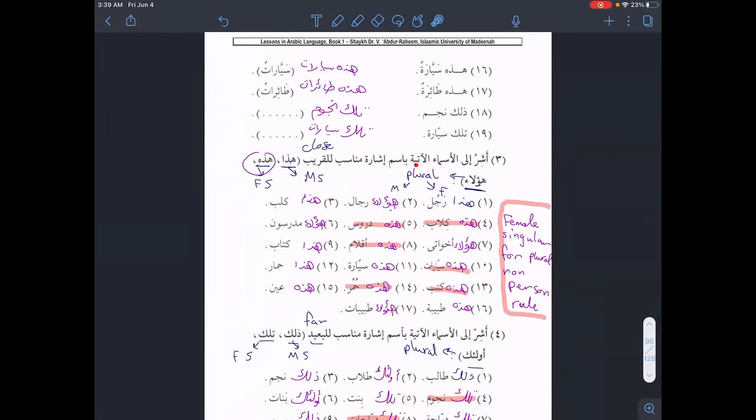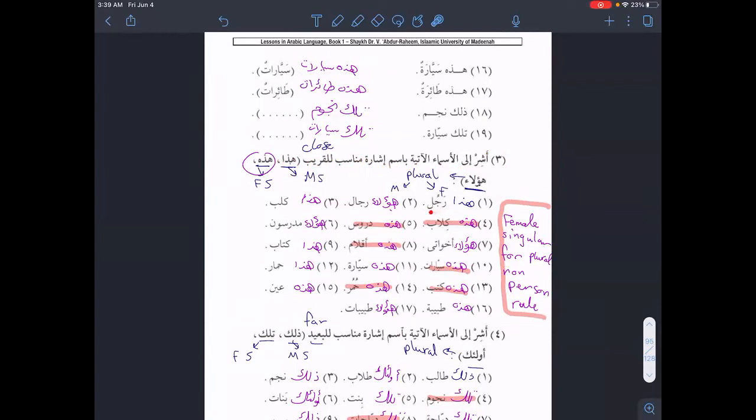تمرين رقم 3. أشر إلى الأسماء الآتية باسم إشارة مناسب للقريب. So point to the following nouns by using a pronoun that is suitable. مناسب means suitable for near or close stuff. So we should use هذا or هذه or هؤلاء.